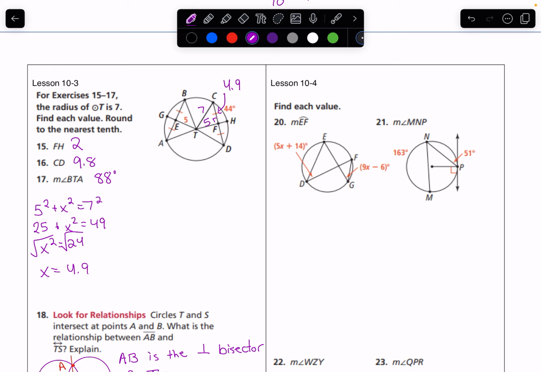So 5x plus 14 equals 9x minus 6. So 5 equals x. I can plug 5 in for one of the angle measures. So 5 times 5 plus 14, 25 plus 14 equals 39. So these angle measures are each 39 degrees. I'm going to multiply them by 2 to find arc EF. So that would be 78 degrees. Arc EF equals 78 degrees.